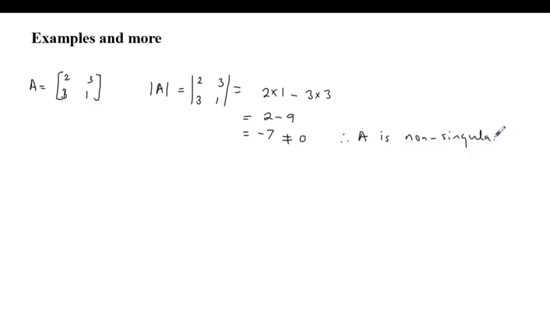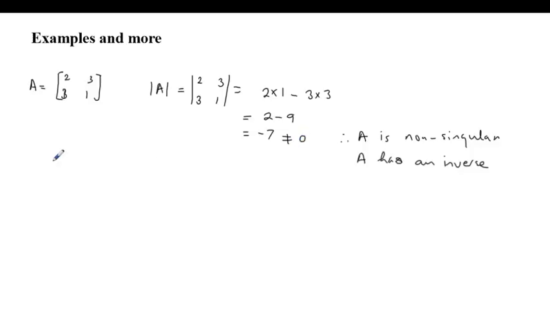And if it's non-singular, therefore A has an inverse. Remember, non-singular means the determinant is not equal to 0. Remember, for the inverse, we multiply by 1 over the determinant, but you cannot divide by 0. So that will guarantee whether there's a matrix inverse or no inverse altogether.